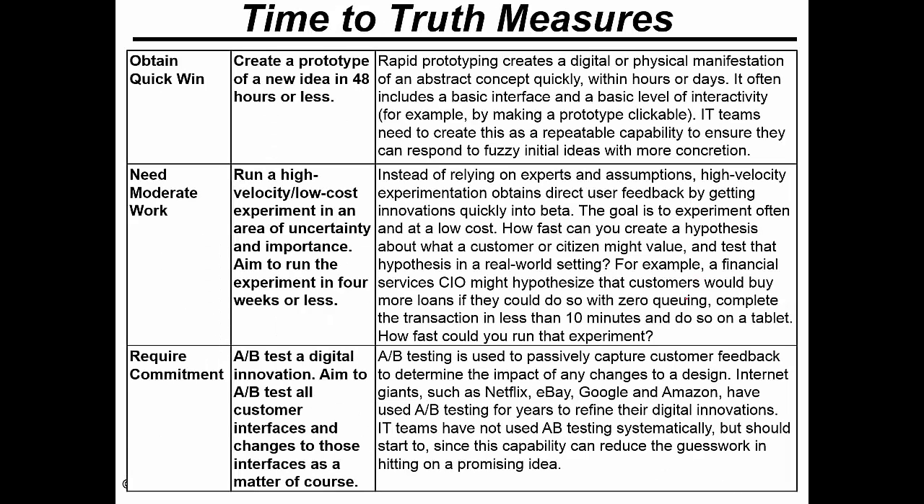So time to choose measure. In this case, try to obtain some quick wins. Create a prototype very quickly and try it out, hopefully in the marketplace. The second is moderate work, which means that we need to spend a little more time than that quick prototype. We run a high-velocity, low-cost experiment in the area of uncertainty and importance. And we try to run those experiments in a month to validate some of the hypotheses in our business model.